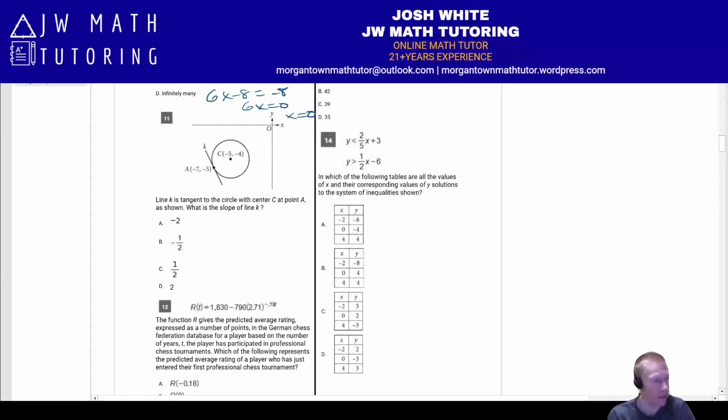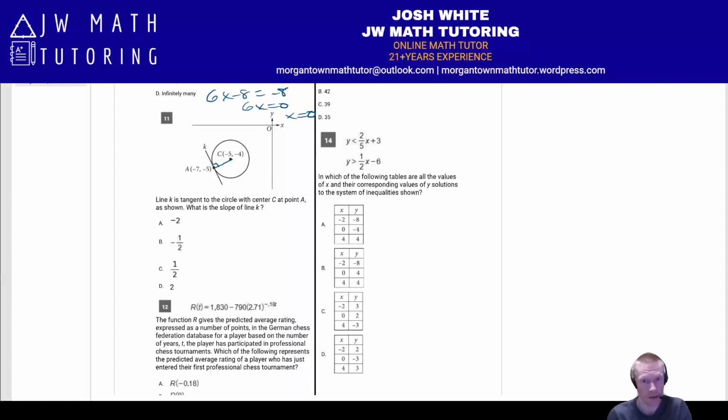All right, number 11. This is a topic that's been seen on several SAT exams recently. So what you have to know is that if you draw the radius of the circle from the center to the point of tangency, it will be perpendicular to this tangent line K. What that tells us is that the slope of line K will be perpendicular to CA, and therefore their slopes will be opposite reciprocals.